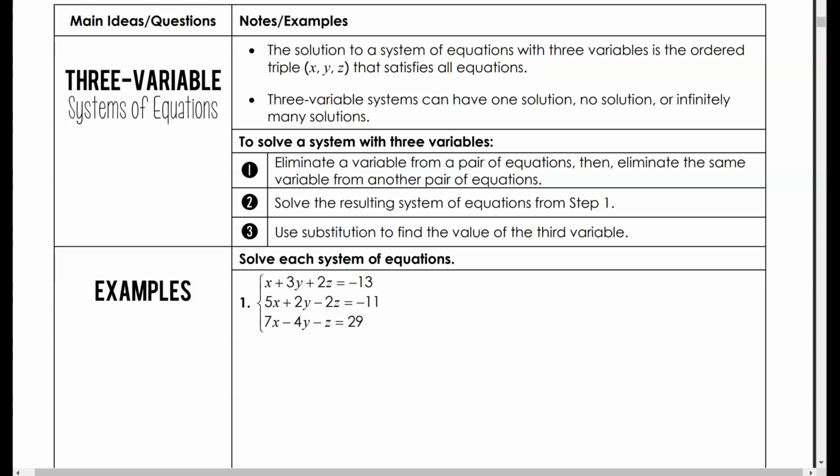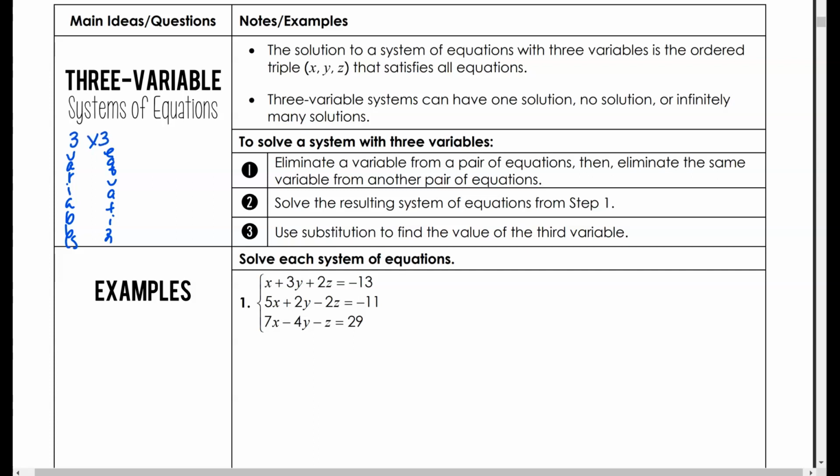Hi class, today we're going to continue our discussion with the three variable systems of equations. So we've looked at two variables, and remember I mentioned that in this class we're going to look at 2 by 2 systems, which is two variables compared to two equations, which is what we did last week. This week we're going to be looking at three variables, three equations. So we're looking at a 3 by 3 system.